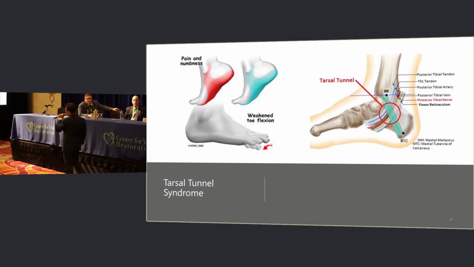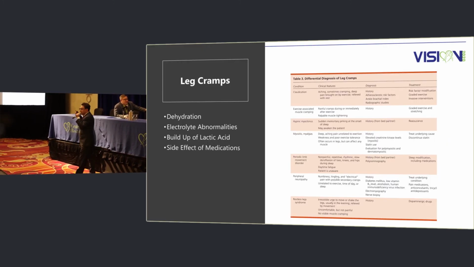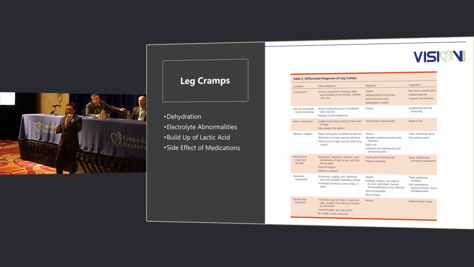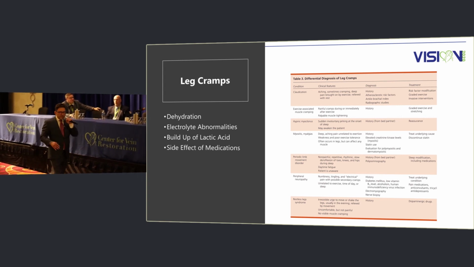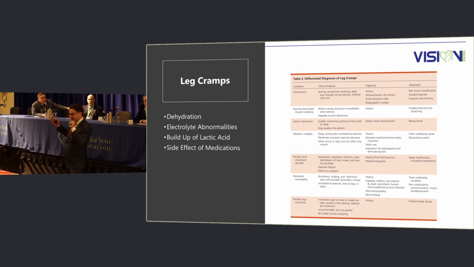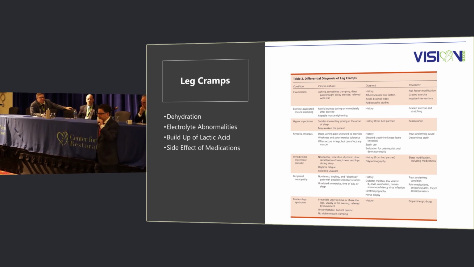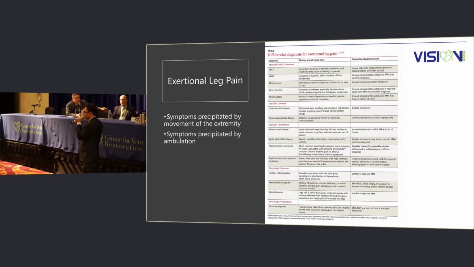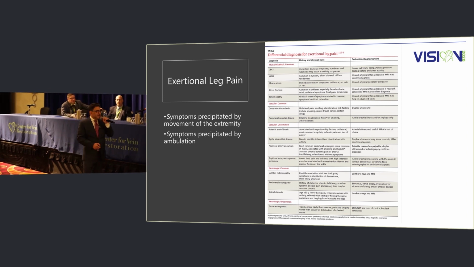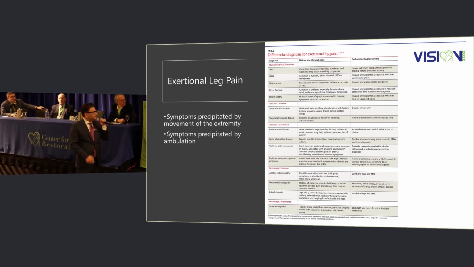All right, to wrap it up here, leg cramps. We know that varicose veins can cause leg cramps. We know that dehydration, electrolyte abnormalities, an increase in lactic acid in the muscles, and sometimes side effects of medications can cause leg cramps. But we are a vascular practice, so don't discount claudication.